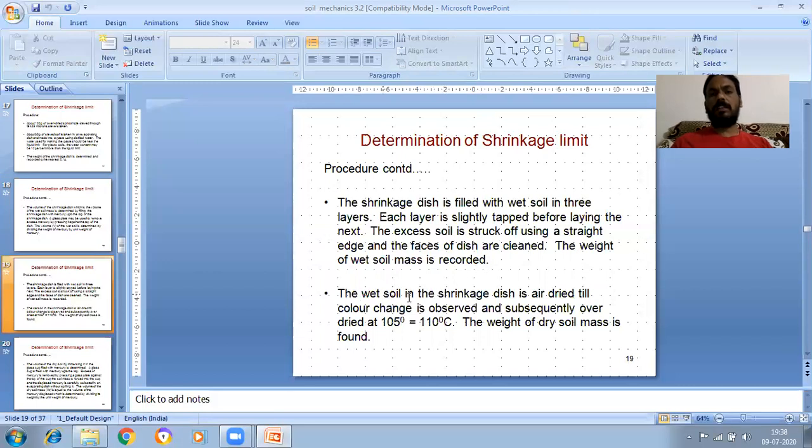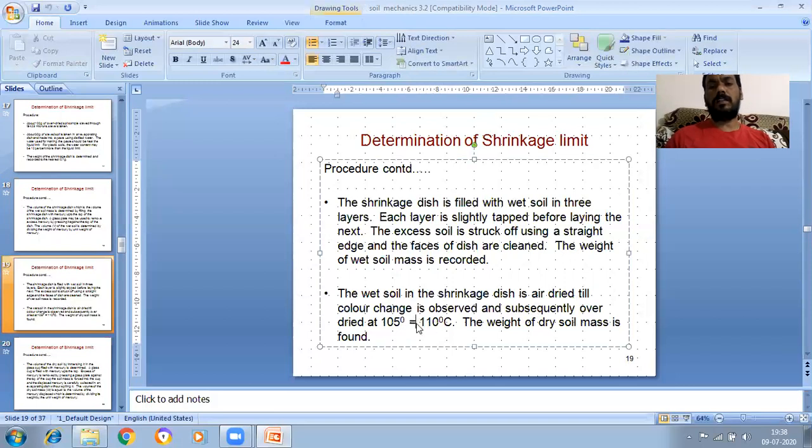Next, the wet soil in the shrinkage dish is air dried till a color change is observed, and subsequently oven dried at 105 to 110 degrees centigrade. The weight of the dry soil mass is found. See here what the recordings are.